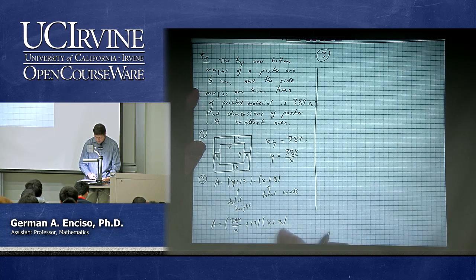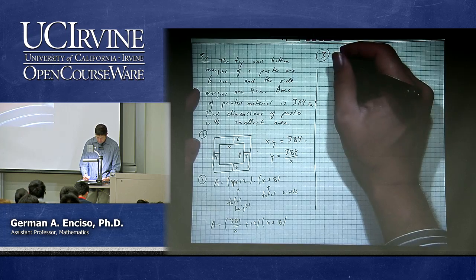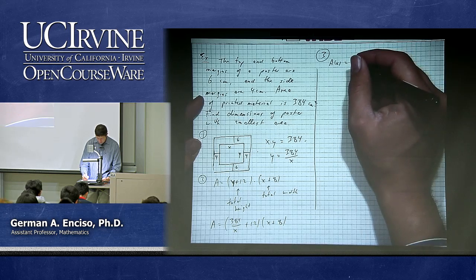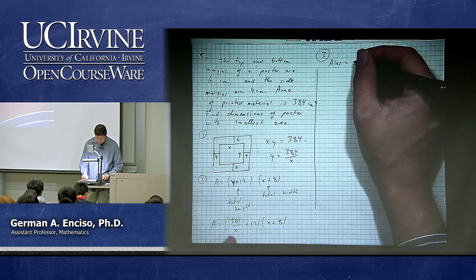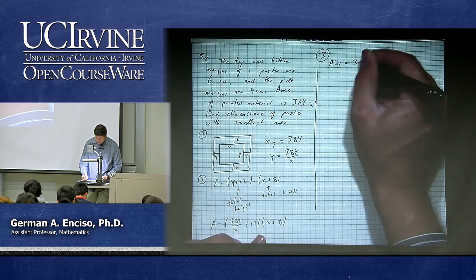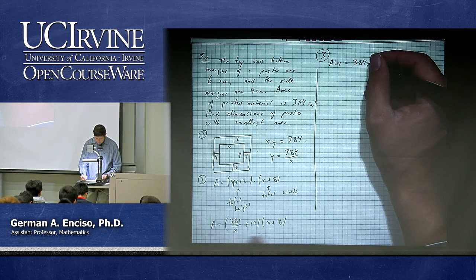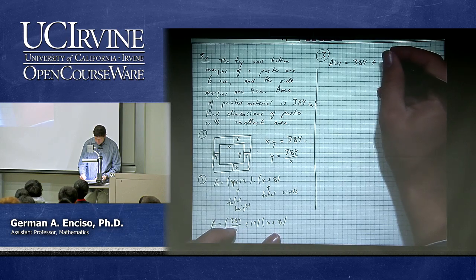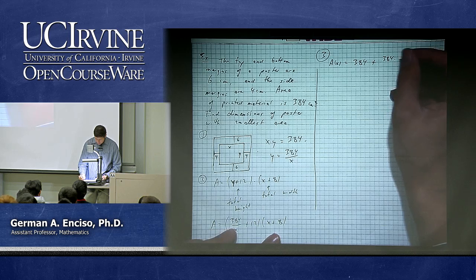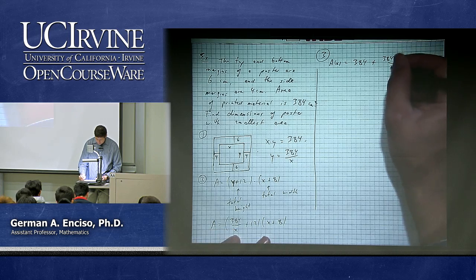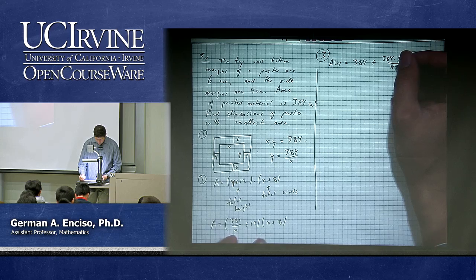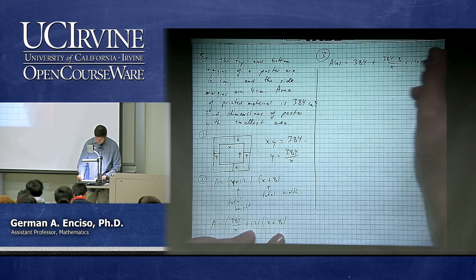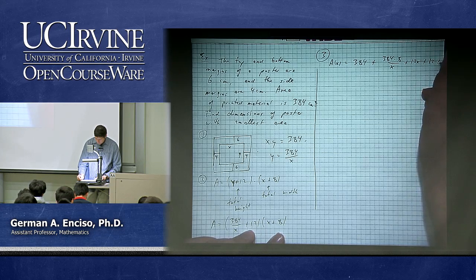Before I optimize this function, maybe let's write it down a little more easily. So A of X is equal to, I'm going to multiply out. So this is 384, this times this is 384, plus 384 times 8 over X, plus 12X plus 12 times 8.